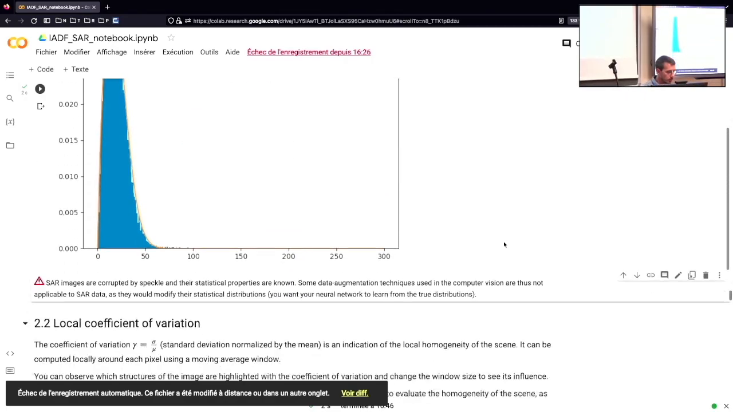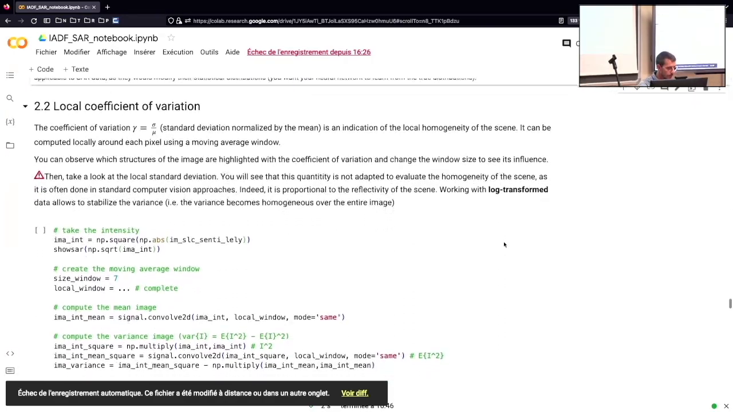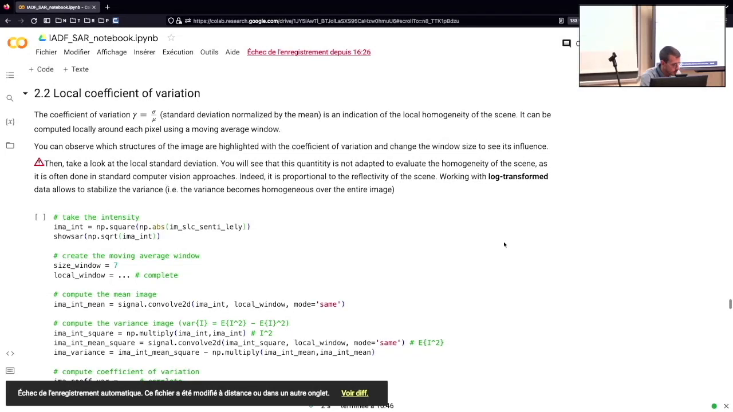So maybe we can start to move ahead, and we will start to see how we can characterize the homogeneity of the scene on a SAR image. So, as it has been said before, the intensity is given by the product between the reflectivity and the speckle component. Because you have a product, the stronger the reflectivity, the higher the variance of a SAR image.